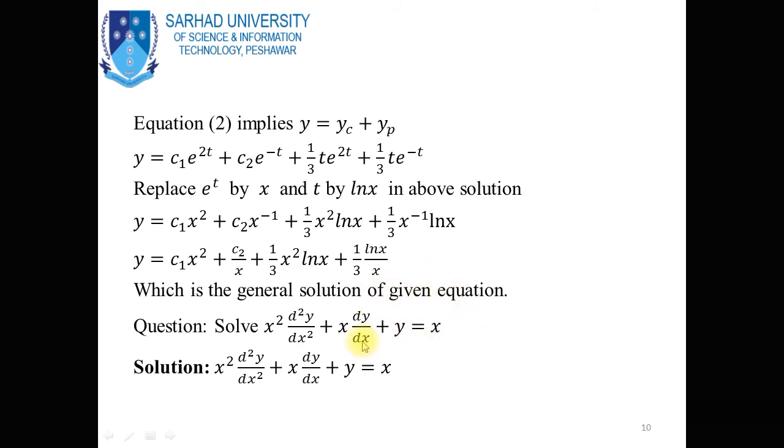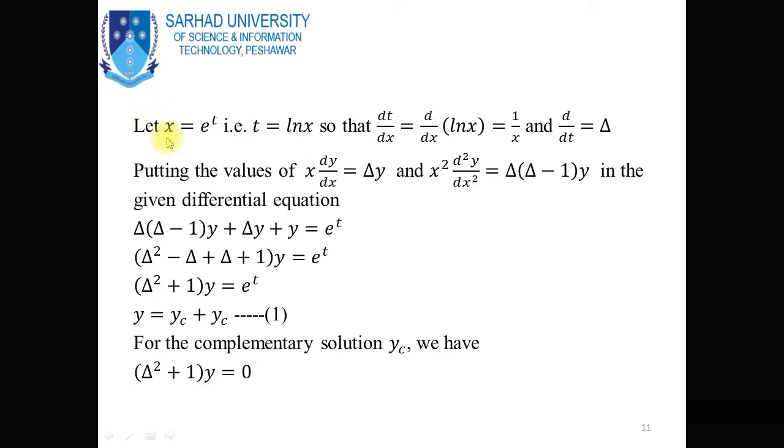Now another problem: x^2 d^2y/dx^2 plus x dy/dx plus y is equal to x. So replace x^2 d^2y/dx^2 by del into (del minus 1) into y, and replace x dy/dx by del y. First of all, substitute x is equal to e^t and t is equal to natural log of x. So dt/dx is equal to d/dx of natural log of x, which is equal to 1/x, and d/dt actually represents del.